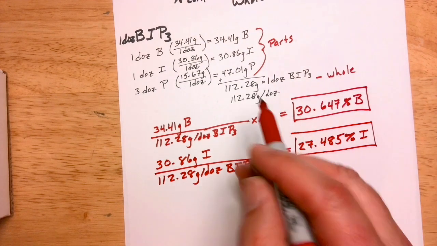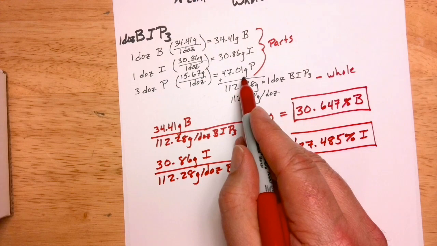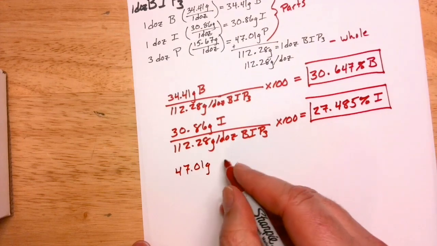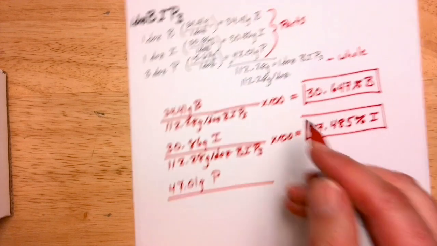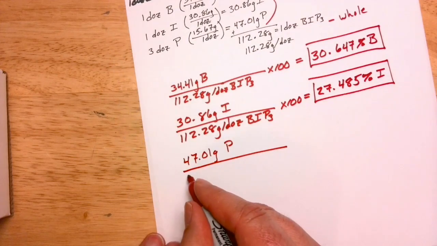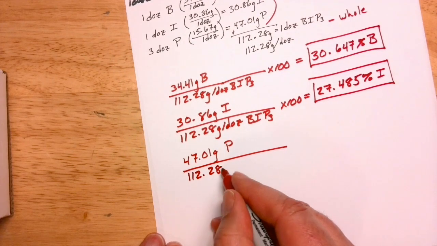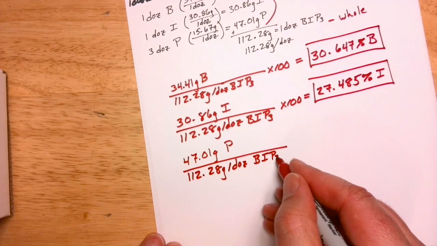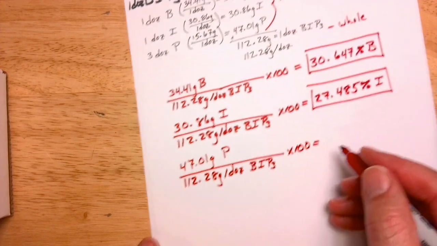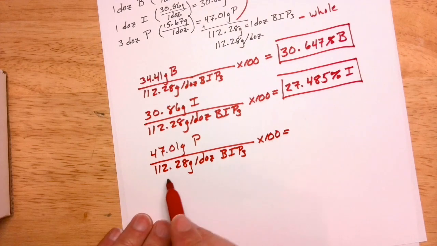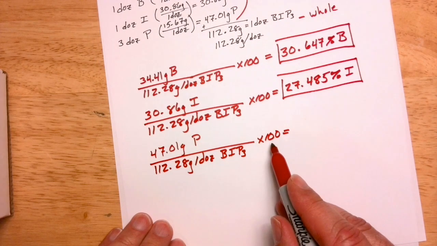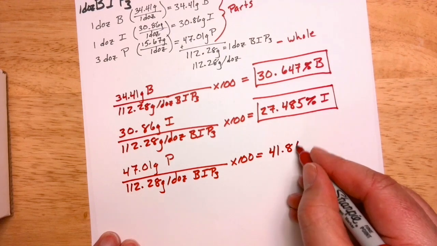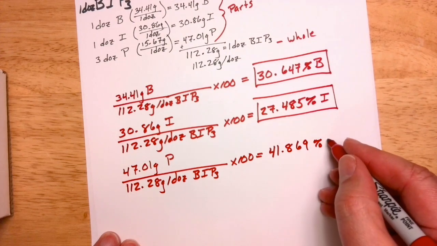And then same thing for the paper clips. So if you have 47.01 grams of paper clips, that's your part, divided by the mass of the whole thing. So 112.28 grams per dozen of BIP3 times 100. So 47.01 divided by 112.28 times 100 comes out to be about 41.869% of paper clips.